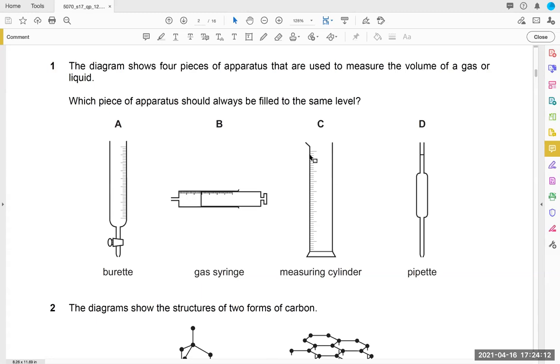All right, so this is summer 2017, paper 1, variant to the one that we have locally. So what is it saying? Which piece of apparatus should always be filled to the same level? What are we trying to do here?